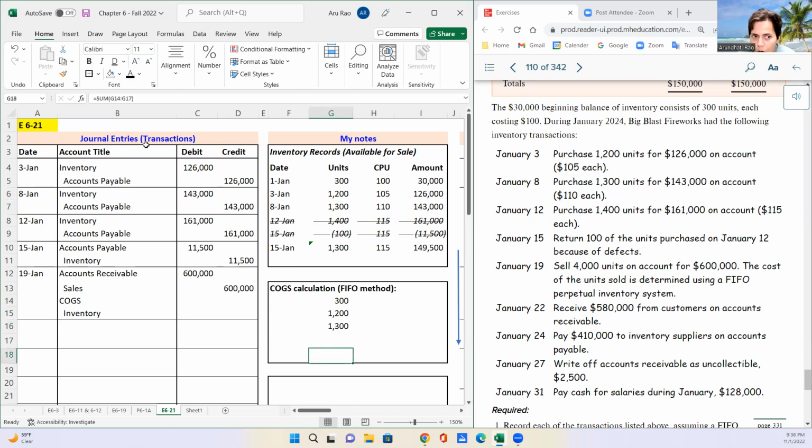Now I need a total of 4,000. So if you add up these numbers, we have 2,800, which means I need another 1,200. Okay, from the 1,300, I'm taking 1,200. That's what I'm selling. Now I know the unit cost for each of those layers. My cost of goods sold is $437,000.